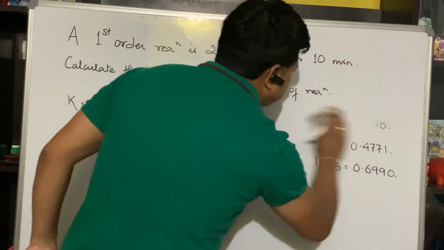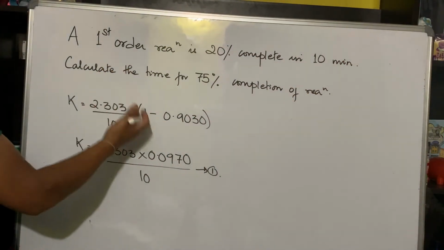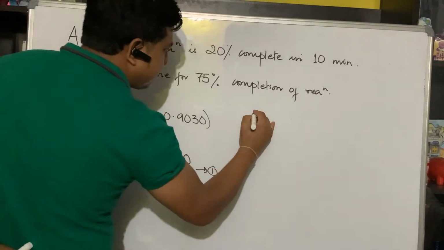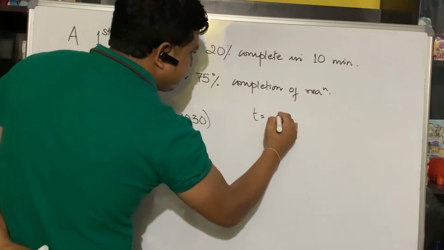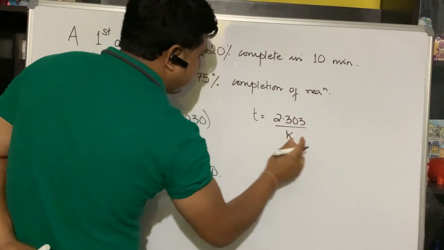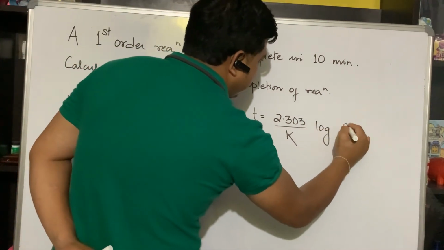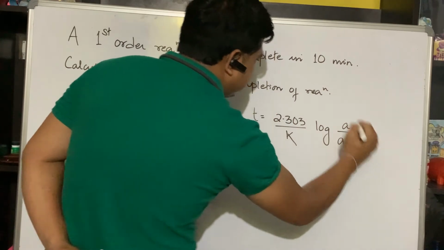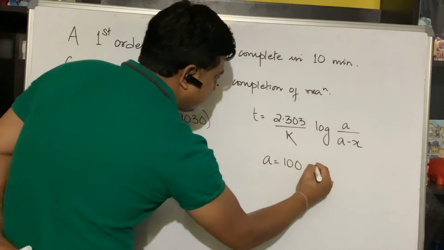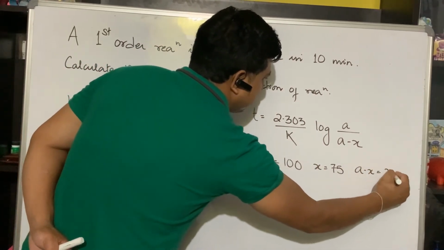Now let me move towards the second part. What are you supposed to find out? You are supposed to find out the time for 75% completion of the reaction. Again, I'll be using the same equation. Now I'm supposed to find out T. T is equal to 2.303 by K. Now I've already found out the value of K. So log A by A minus X. 75% complete means A, I'll take it as 100. So X will be 75. So A minus X will be equal to 25.